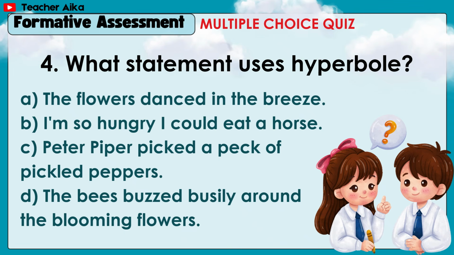Number 4. What statement uses hyperbole? A. The flowers danced in the breeze. B. I'm so hungry I could eat a horse. C. Peter Piper picked a peck of pickled peppers. Or D. The bees buzzed busily around the blooming flowers. Answer B. I'm so hungry I could eat a horse.